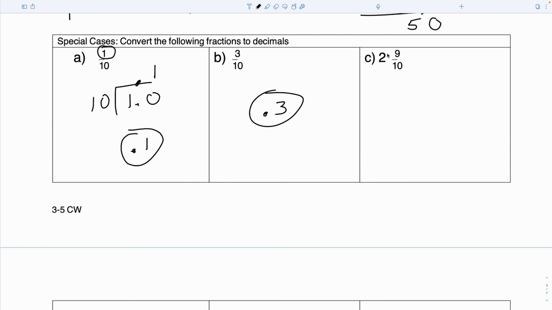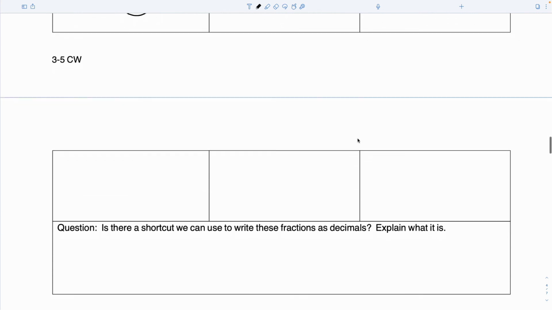C looks a little weird. 2 9/10 has a whole number. Daniel, what's the answer? Keep the whole number and add the decimal. This 2 doesn't change much. It just goes in front of the decimal. The 9/10 is the same thing as 0.9. That is all.